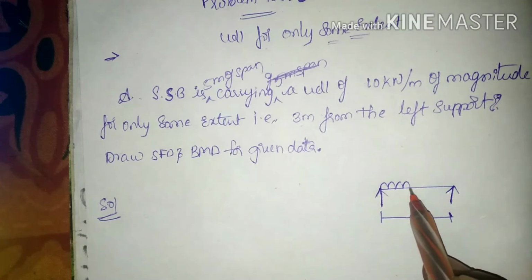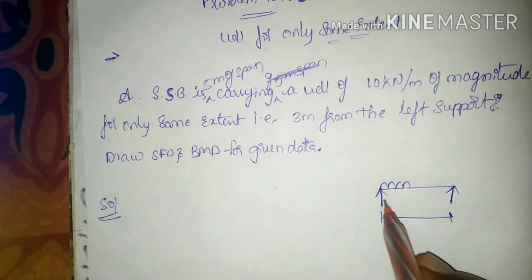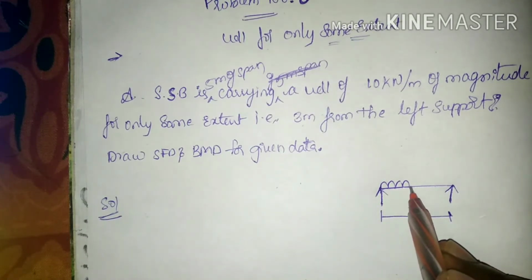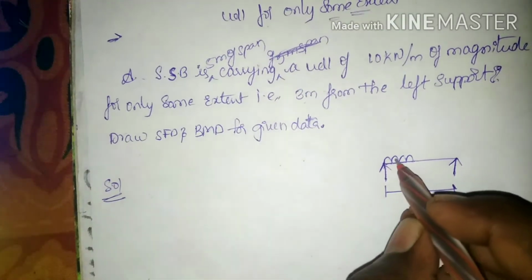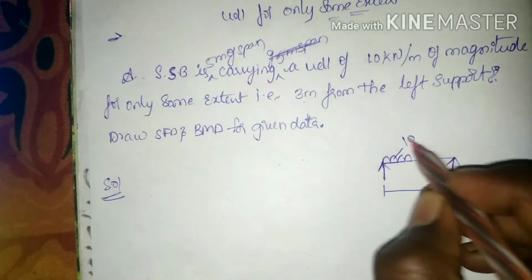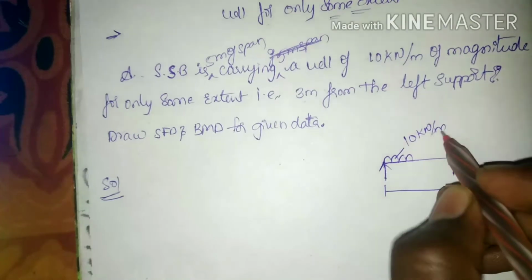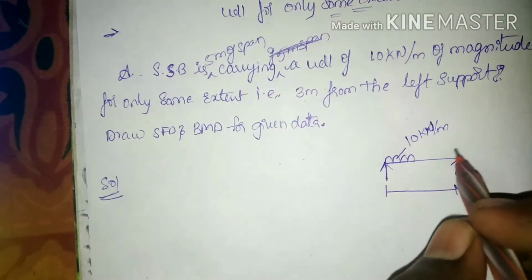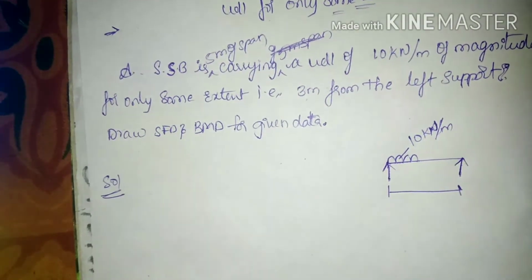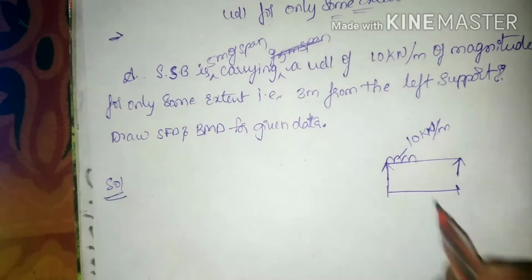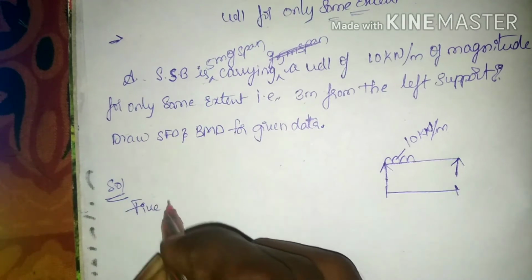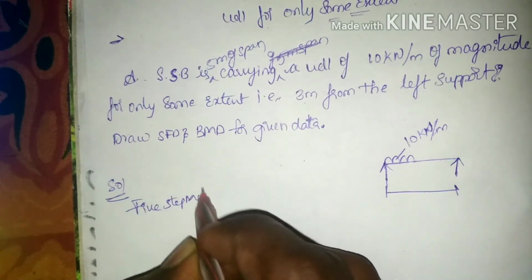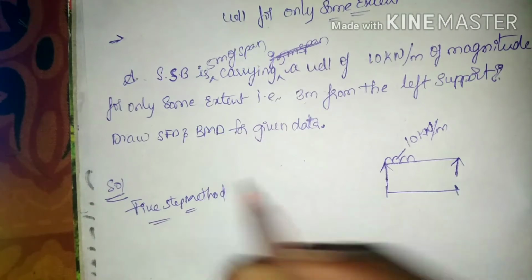For the cantilever we have seen that, but for this simply supported beam we have the UDL only for some extent, and the magnitude of this UDL is 10 kilonewton per meter. The units are in kilonewtons and per meter. According to our 5-step method we are going to solve this problem.